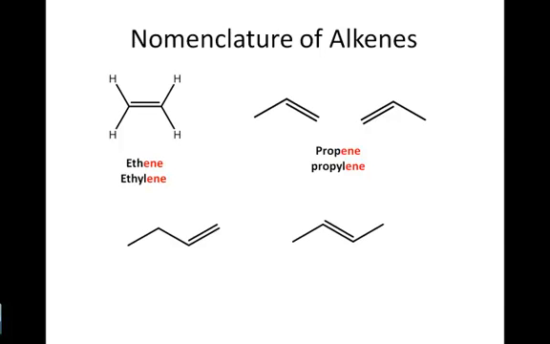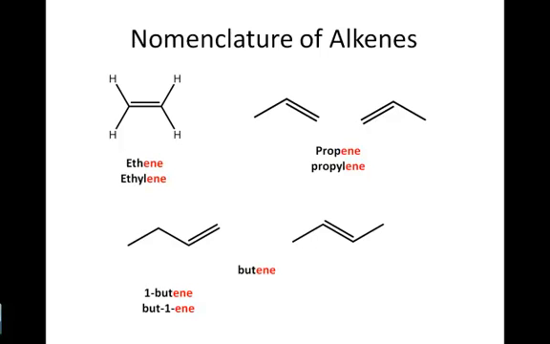But if we have a situation like this, we have 4 carbons, 1 double bond in each of these molecules, but these molecules are different. These are constitutional isomers. They're both butene, but they're not the same butene. So I have to include the number that tells you where that double bond is located. On the left, I have 1-butene.